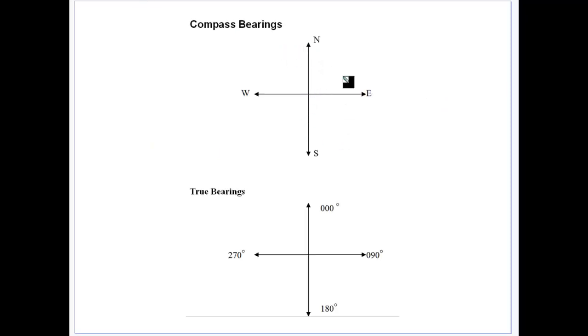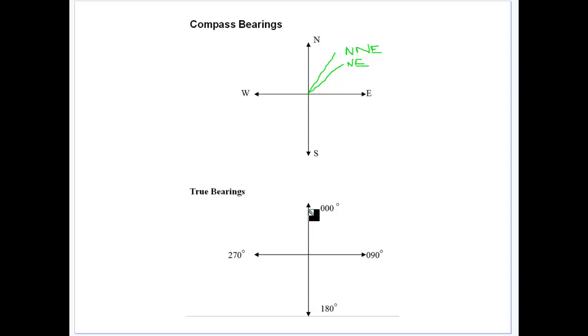So compass bearings use north, south, east, west, and all the variants in between. If we're looking at something like that, that would be north of, if this is northeast, halfway through, this would be north of northeast. So again, you've played around with compass bearings. More likely we're going to deal with true bearings.